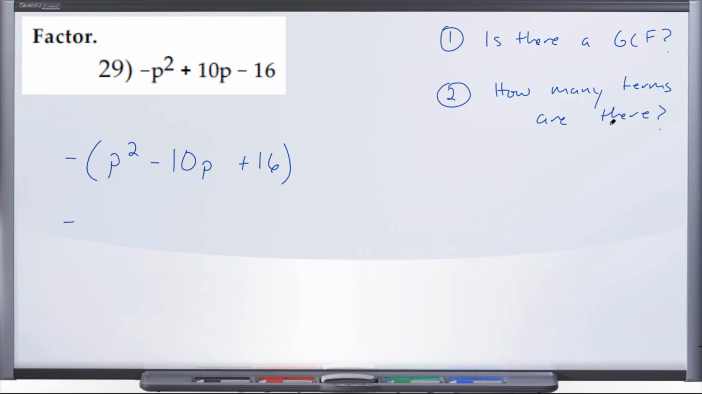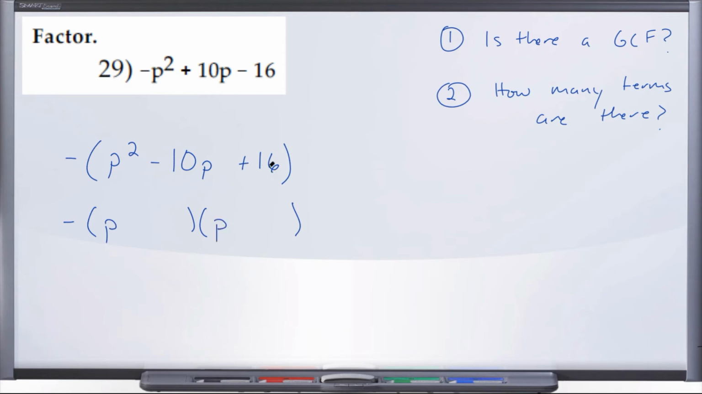How many terms are there? Well, there are 3 terms. So we know that we can either factor this by the AC method or trial and error or the scissors method. But because the leading term here, our p squared, has a coefficient of 1, this is really going to be a simplified version of AC or a simplified version of scissors, in that we know that we're going to break this p squared up into p and then p.